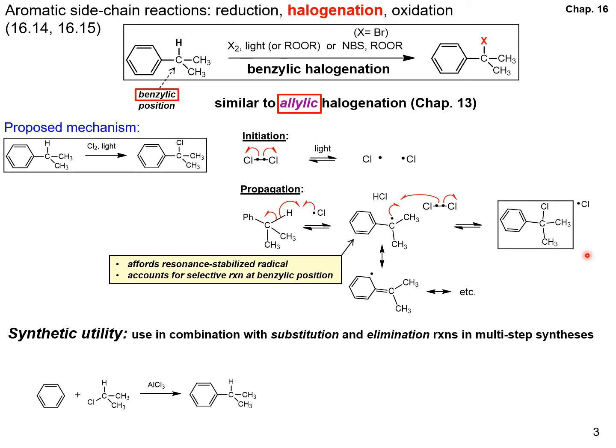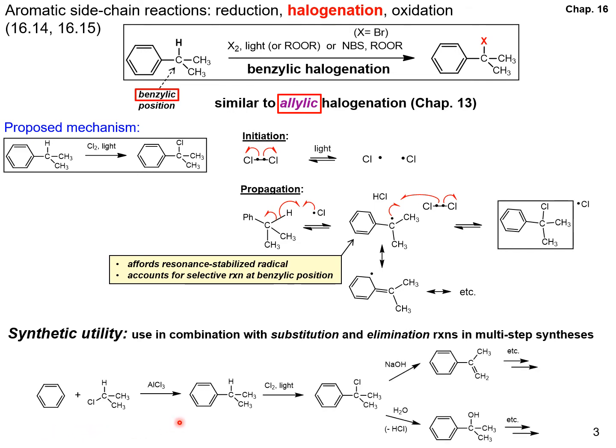You will find this synthetically useful when used in combination with substitution and elimination reactions in multi-step syntheses. Friedel-Crafts alkylation followed by allylic halogenation affords this benzylic halide. You're already aware that you can eliminate halides to form alkenes, and alcohols can also be synthesized from alkyl halides, and you will find that alkyl halides will also be very useful in carbon-carbon bond forming reactions.